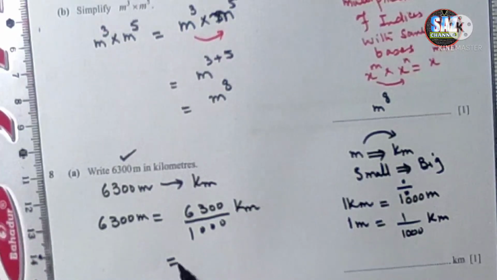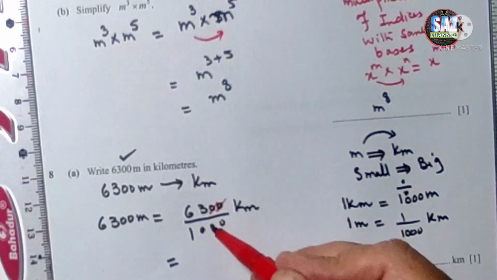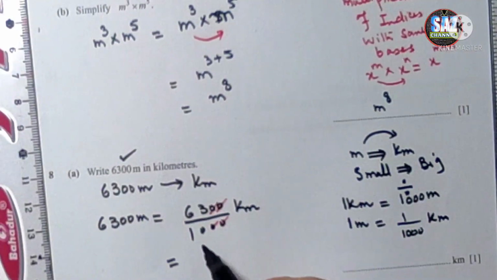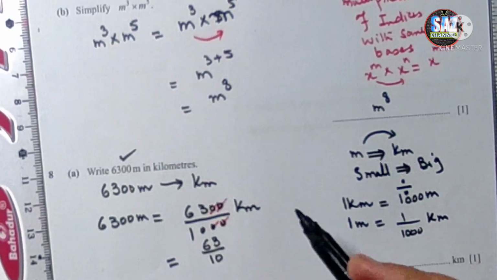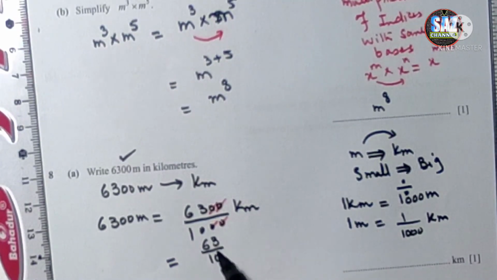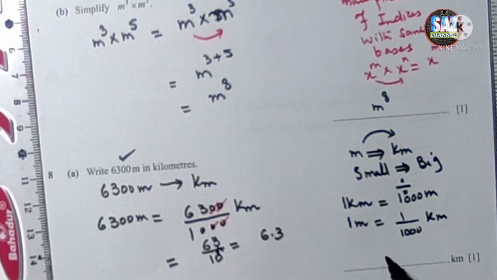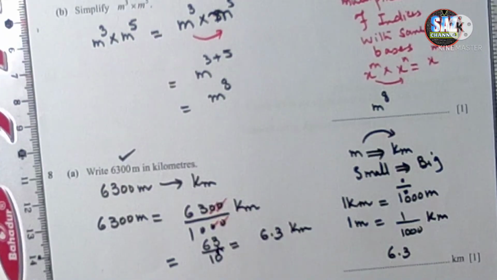Now look how to make the calculation easy. These two zeros can go easily, and we are left with 63 by 10. Again, D1 chapters of ratio, rate and time have to be clear. To convert easily into decimal, under 3 we have a 0, but under 6 we have a 1. So this will become 6.3 kilometers. My final answer will be 6.3, and I must mark the unit here, kilometers.